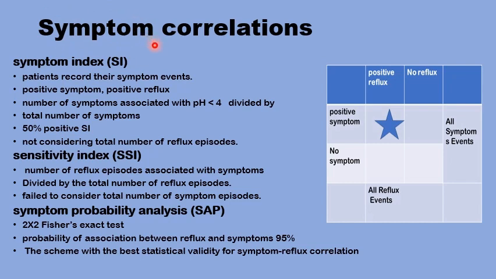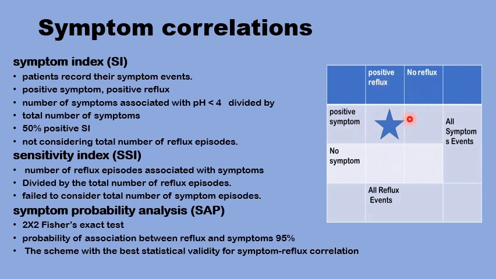Patients are given buttons to press to record all their symptoms and the time of these symptom events. You will end up having a 2x2 table for periods in which there was a positive reflux and a positive symptom, no reflux but the patient had recorded a symptom, positive reflux and the patient had not recorded any symptom, and other periods in which there was no reflux and no symptoms.